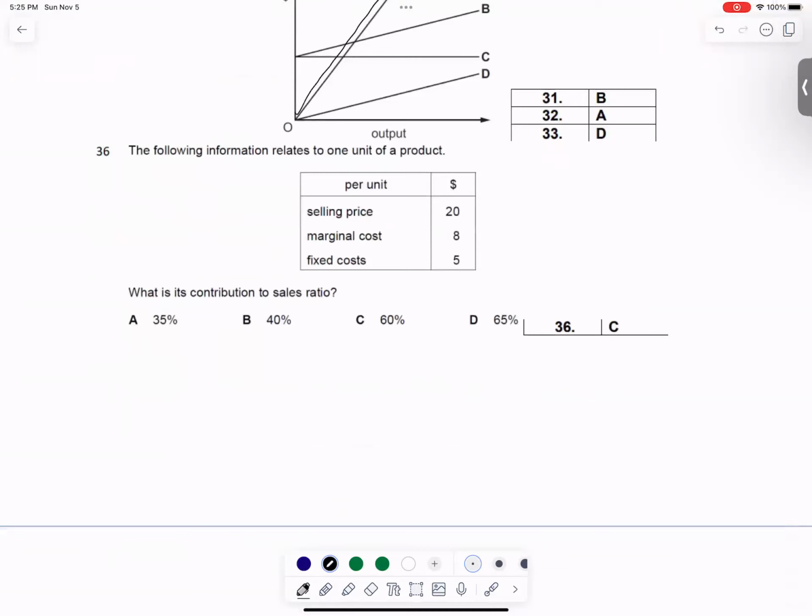The following information relates to 1 unit of a product. What is the contribution to sales ratio? Marginal cost means what? Variable cost. So sales minus variable cost, contribution is 12. 12 divided by 20 into 100. 60. So C.